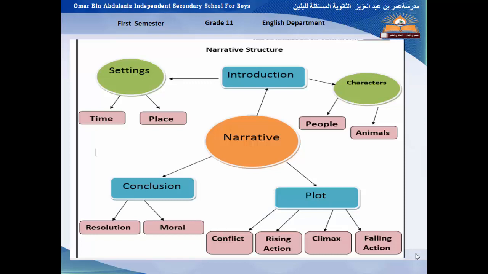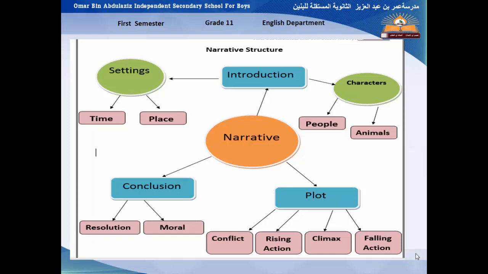This is a very important and clear diagram which shows the narrative elements and how to put each narrative element in the three parts of the story. When you read the story or write it, your story must be divided into three parts. The first one is the introduction, the second one is the body, the actions that happen in the story, and the last part is the conclusion.